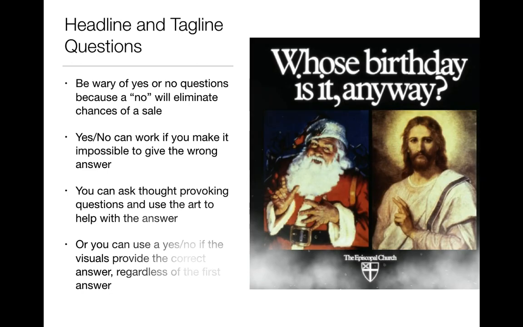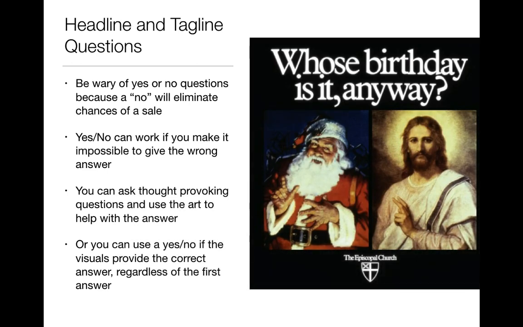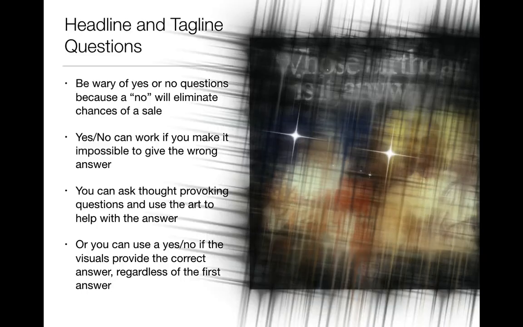Here's an example of "Whose birthday is it anyways?" and they let the art actually give you the answer. So this is a direct relationship. If you were to remove those images and you just say, whose birthday is it anyway, you're not really sure what the writer is referring to. But by having this image of Santa Claus and then of Jesus, it really gets the message of Christmas. Whose birthday are we celebrating? And the pictures actually tell the story.